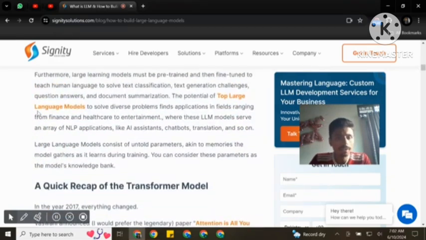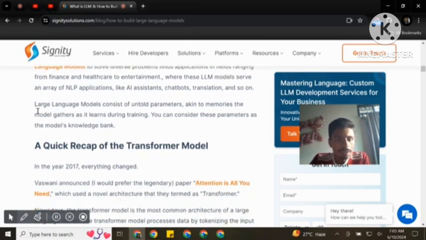Furthermore, large language models must be pre-trained and then fine-tuned to teach them human language to solve text classification, text generation challenges, question answering, and document summarization. The potential of top large language models to solve diverse problems finds applications in fields ranging from finance to healthcare and entertainment, where these LLMs serve an array of NLP applications like AI assistants, chatbots, translation, and so on.